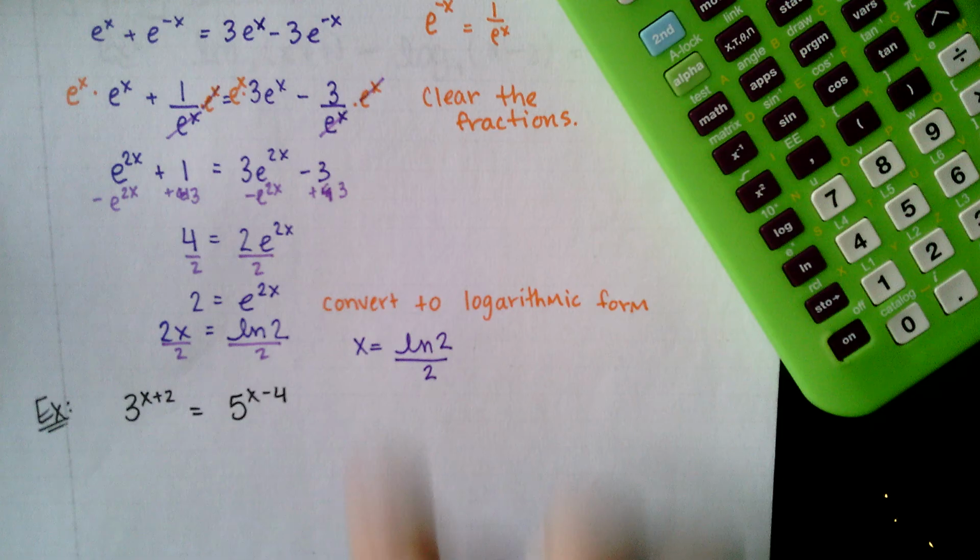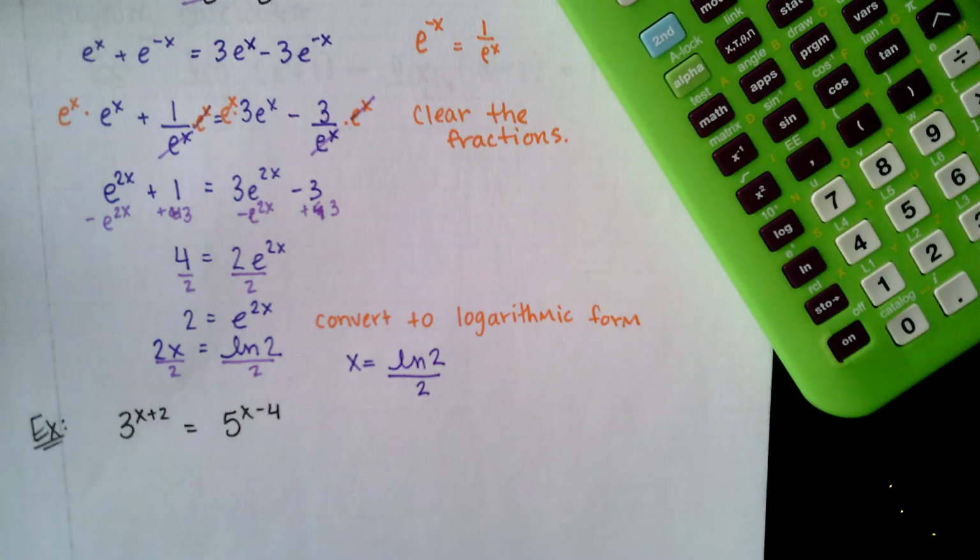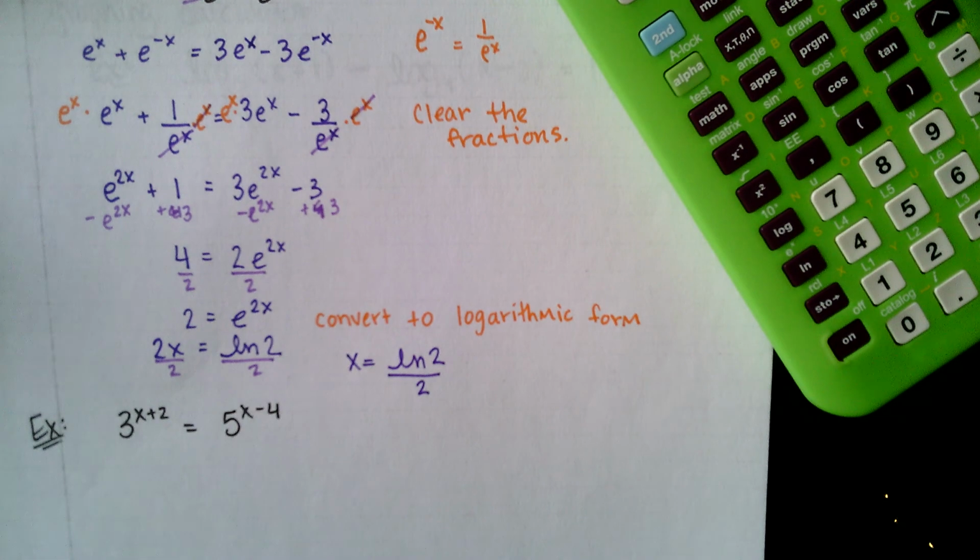Now, our original problem had all e to the x's and e to the negative x's, and we know e to the x can never equal 0, so having that in the denominator is not a problem.